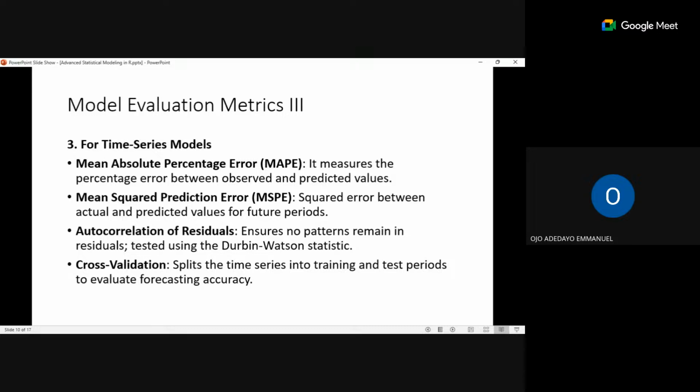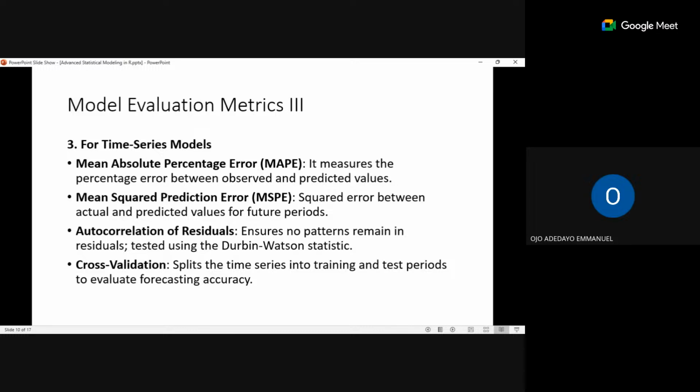Then we have cross-validation. Cross-validation is also one of the metrics that we use in machine learning. Under machine learning, I told us that we have classification and prediction. In the predicting part of machine learning, we also have time series, and there we normally use cross-validation. Split the time series into training and testing periods. I told us that in machine learning, we normally divide data 70-30. Some use 80-20.